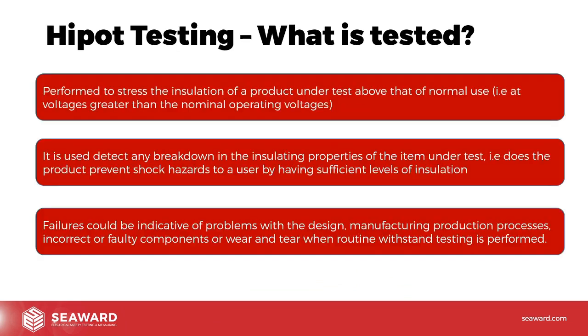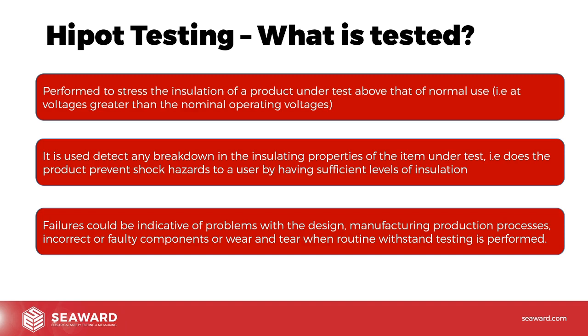So let's go ahead and start talking about what we're actually doing. As we said, to do a Hipot test is to perform a stress test on the insulation of the product above that of normal use. So typically when we're performing this test, the voltages we use are much greater than the operating voltage of the product. It's used to detect any breakdown in the insulation properties of the item under test. Again, we're looking to make sure there's no path in an ideal world between the current carrying conductors and parts we can touch that would pose a safety hazard to an end user.